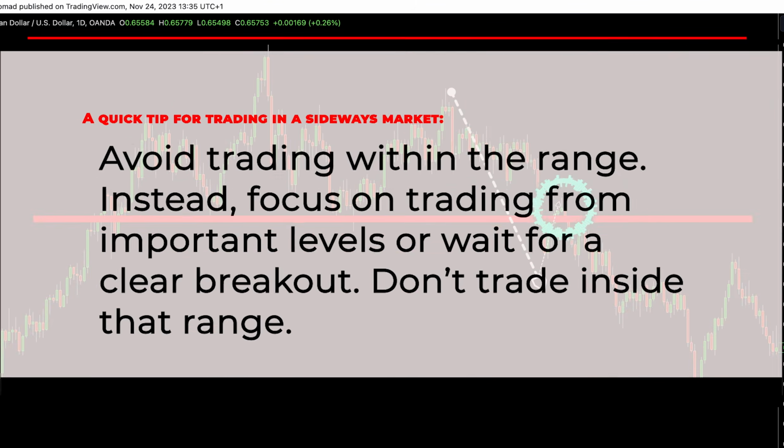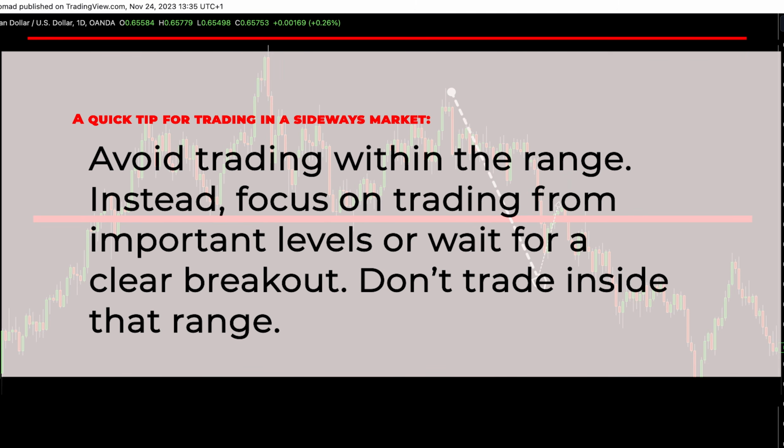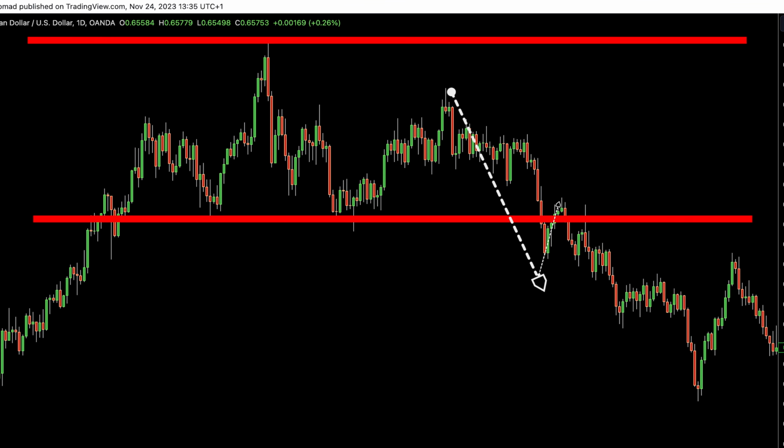A quick tip for trading in a sideways market: avoid trading within the range. Instead, focus on trading from important levels or wait for a clear breakout. Don't trade inside that range. In our strategy, rather than trading the breakout, it might be better to wait for a pullback. It could give us another chance to jump into the move.